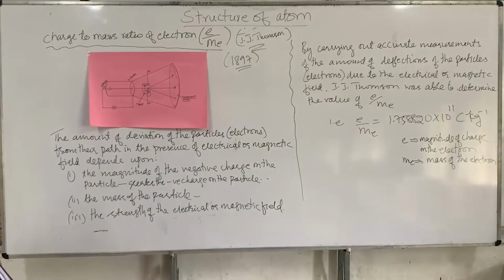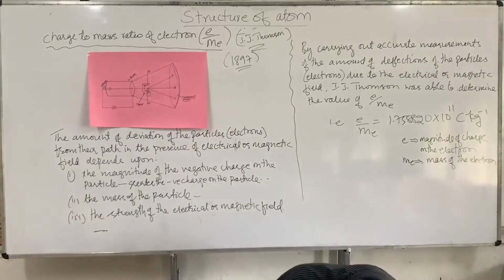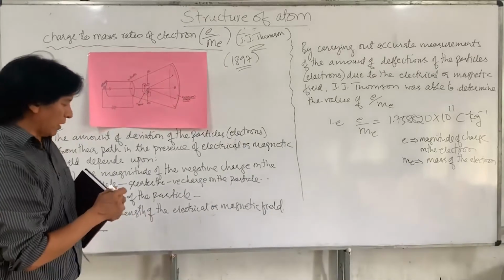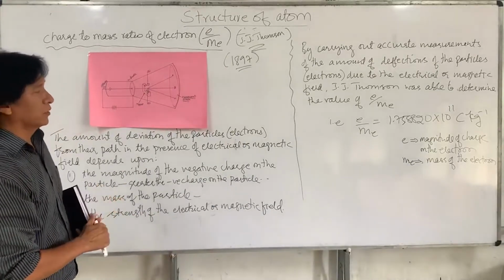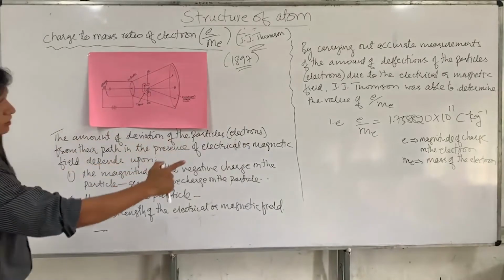And the final thing is that he found the charge to mass ratio of an electron. Let's talk about this just a minute later.